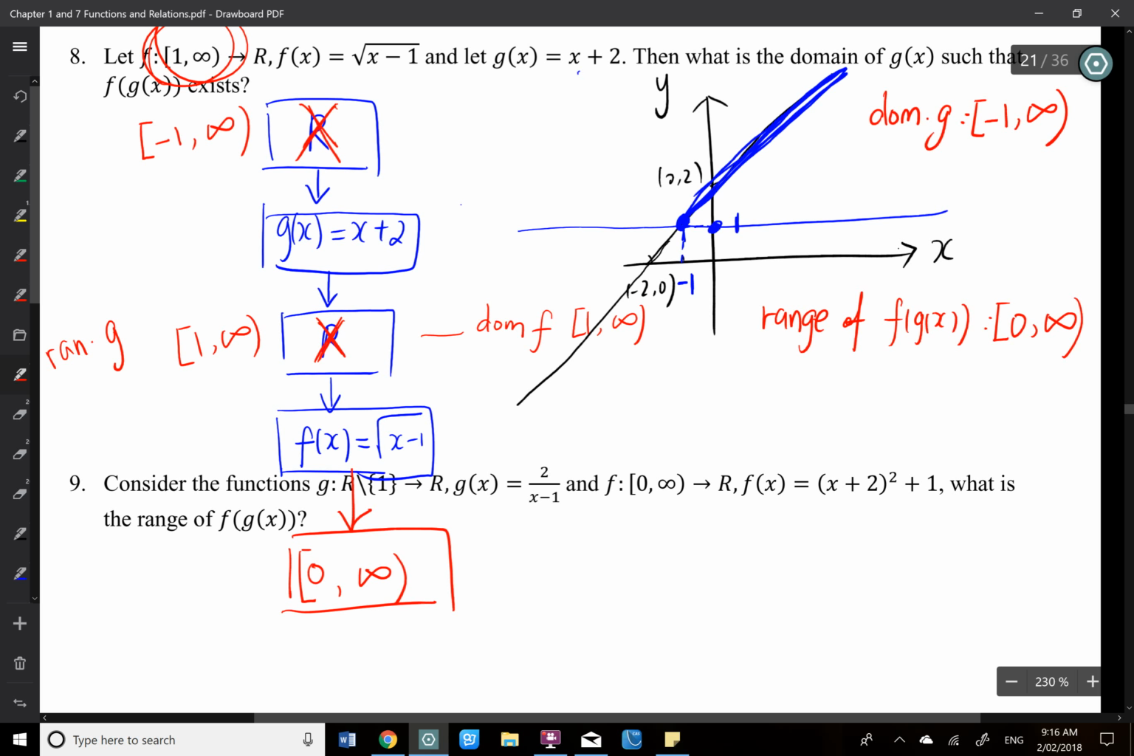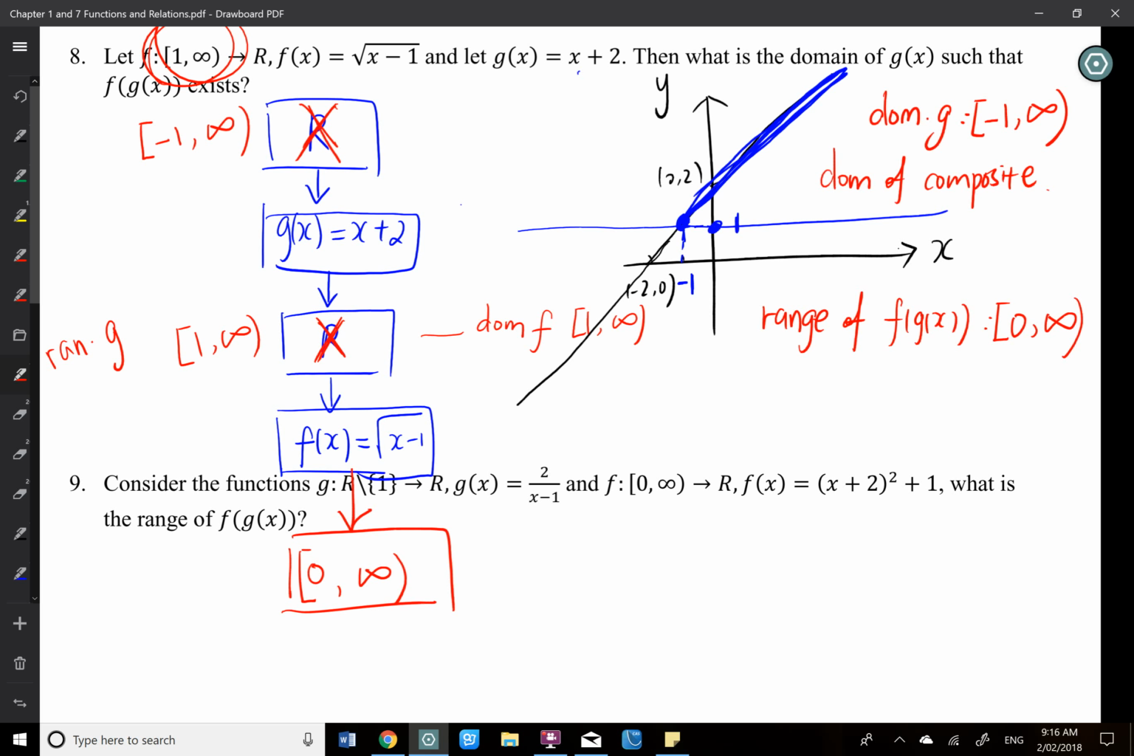That is the domain of g. That is also the domain of the composite. It's not only the domain of g, it is also the domain of the composite, which makes this composite exist.